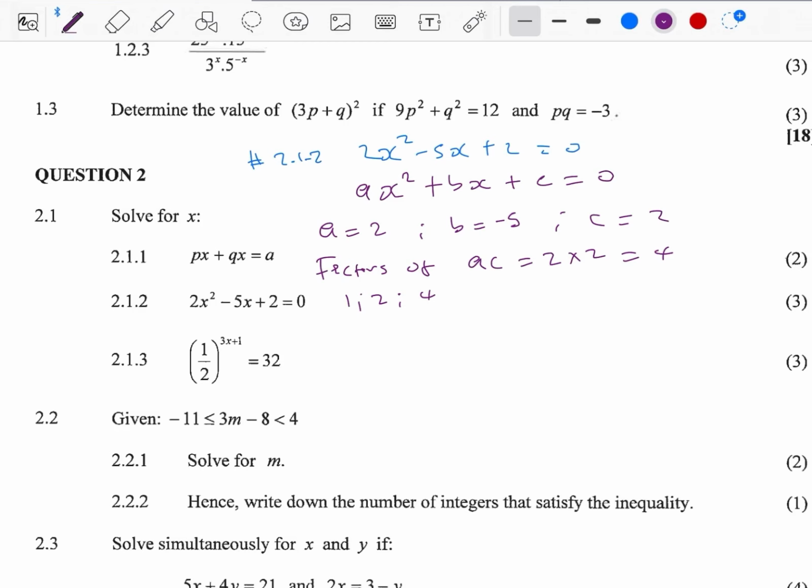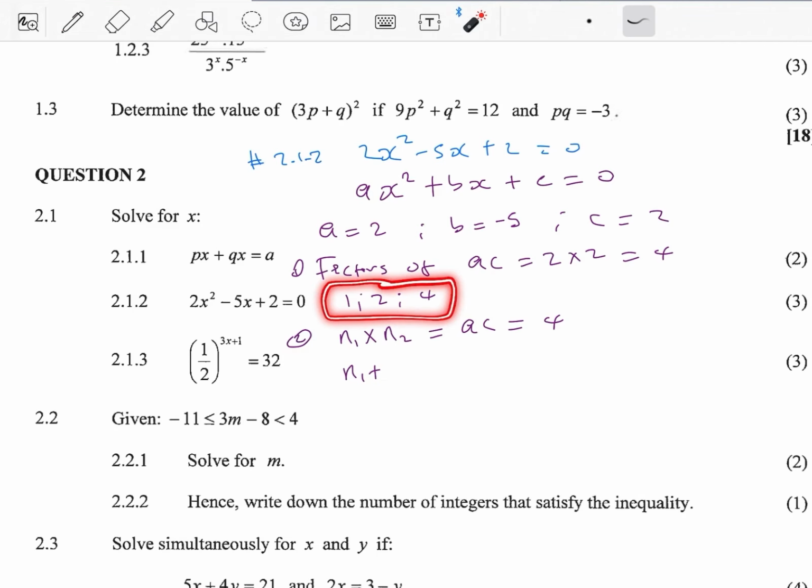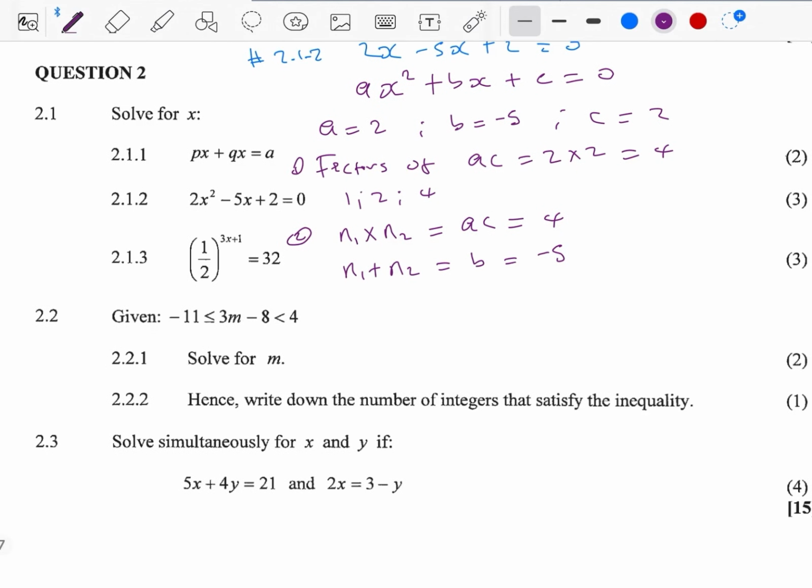Now what you need to do then, that's the first thing. Second thing, now we need to find two numbers such that if you take the first number and multiply it with the second number, they should give you AC, which in this case is 4. And if you add those same numbers, they should give you B. In this case, B is -5. So which numbers are those?